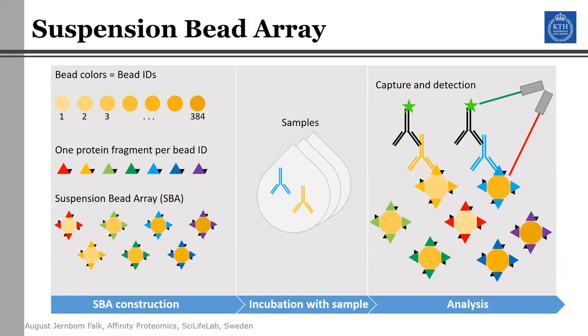Now, this list of protein fragments was used to generate a suspension bead array. This consists of color-coded microspheres. These microspheres are also magnetic, so we can handle them in a useful way. One protein fragment is coupled to each bead ID or bead color, generating a suspension bead array, which is incubated together with the samples. And here, the samples are used individually. After several incubation and washing steps, we can perform a readout in a FlexMap 3D machine. This is kind of a flow cytometer with two lasers, one that detects the bead ID and another that detects the presence or absence of fluorophore on a secondary anti-human IgG antibody that we have added.